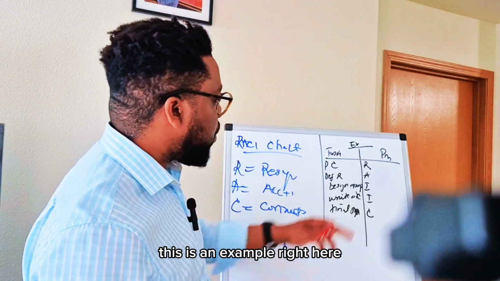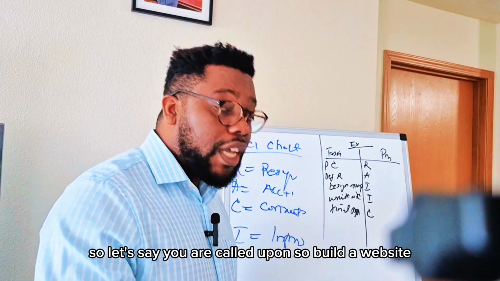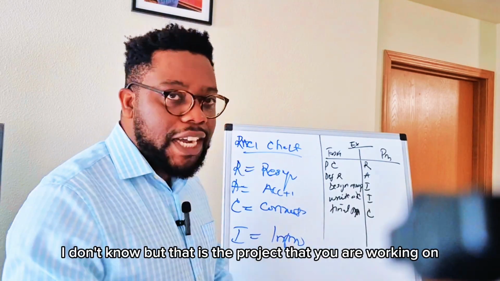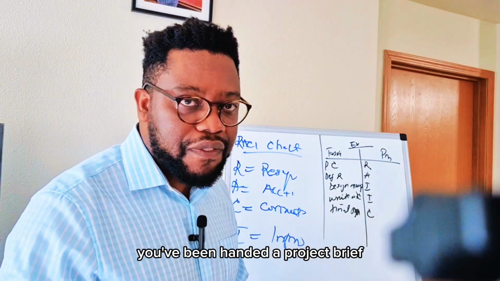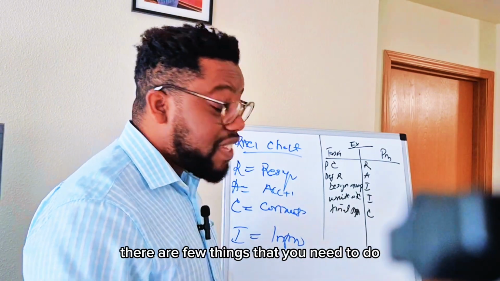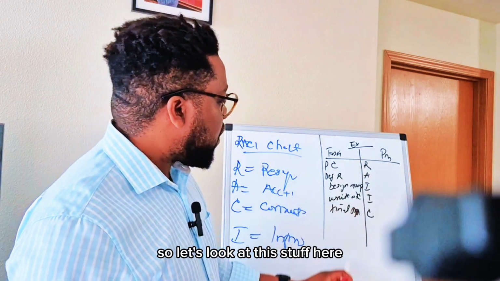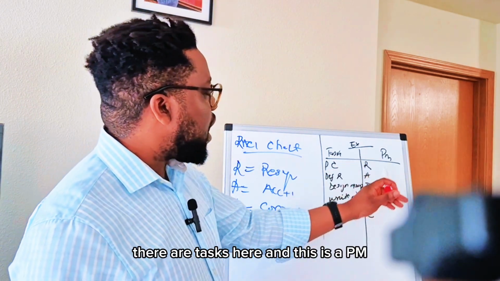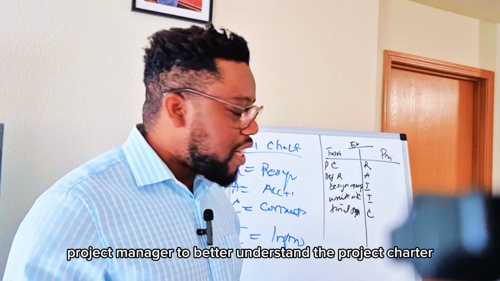This is an example right here. So let's say you are called upon to build a website. It could be e-commerce, I don't know, but that is the project that you are working on. You've been handed a project brief. Now, when you get that project brief, there are few things that you need to do. So let's look at this here. There are tasks here, and this is a PM, project manager, to better understand the RACI chart.